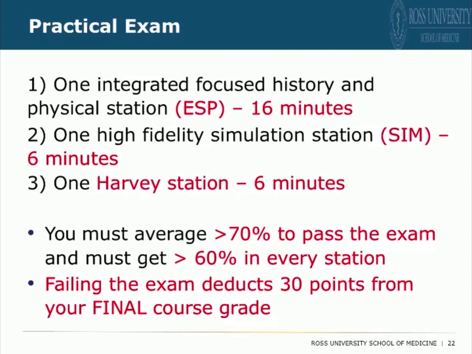The practical exam basically includes one ESP type scenario station, which you get 16 minutes to perform, one high fidelity simulation session, which you get 6 minutes to perform, and one Harvey station, which you also get 6 minutes to perform. You must average greater than 70% for all the rooms to pass, and get greater than 60% in any one room in order to pass the exam. A failing grade means a 0 for that component of your course grade. Okay, and once again, that's 30% of your course grade.